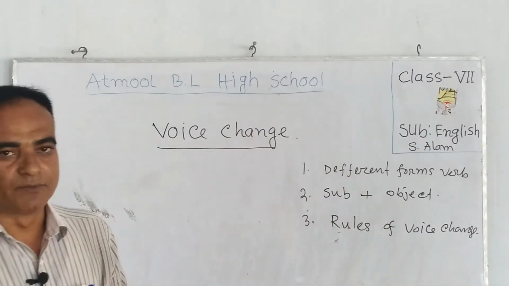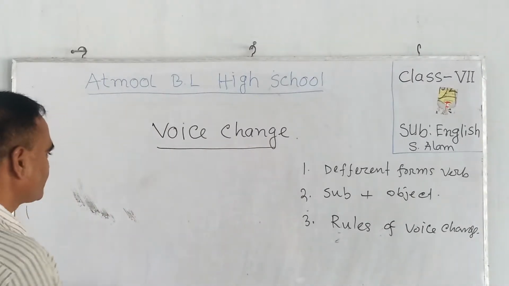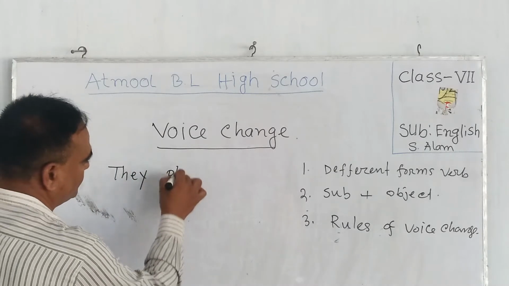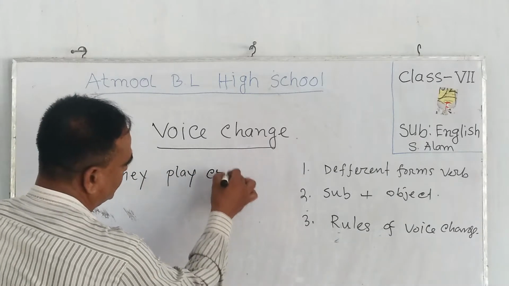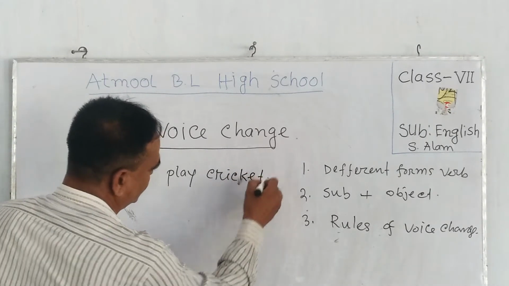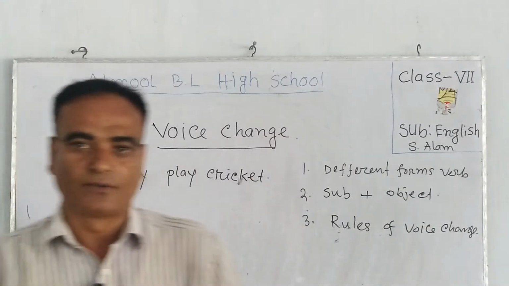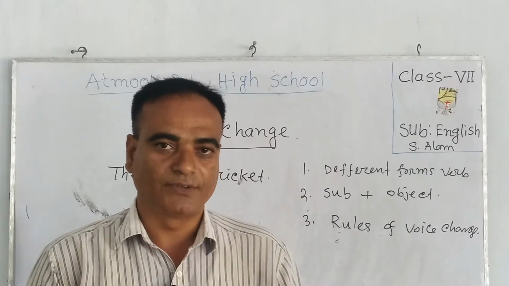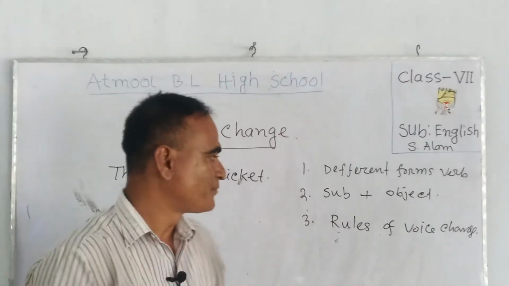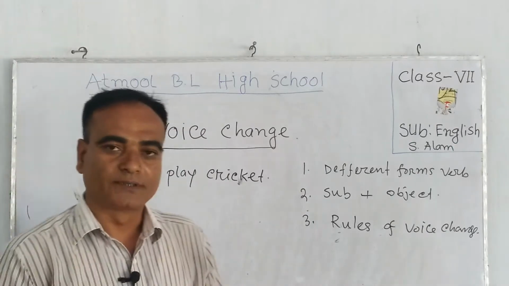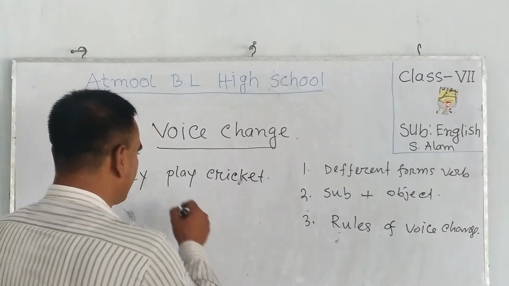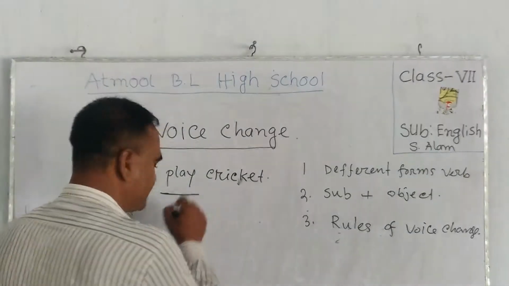Okay, dear learners, first I am going to write a sentence for you. The sentence is: They play cricket. Okay, my dear learners, what is your first duty? Our first duty is to find out the subject and object from this active sentence. So how will we find out the subject and object from a sentence? At first we have to find out the main verb of the active sentence.